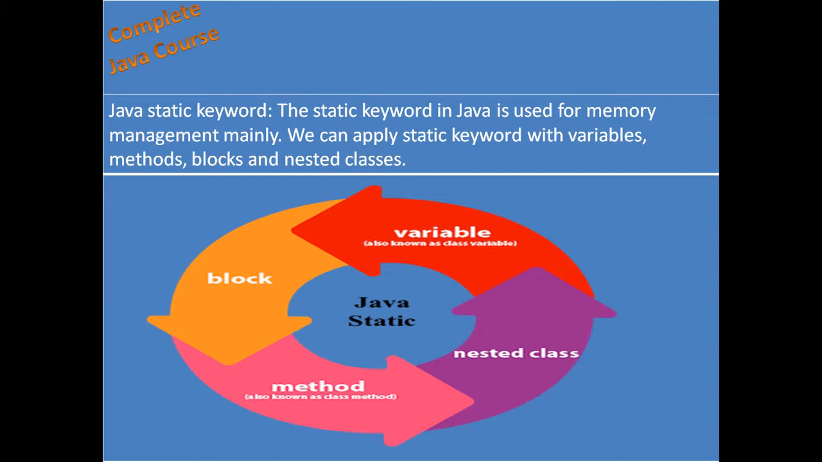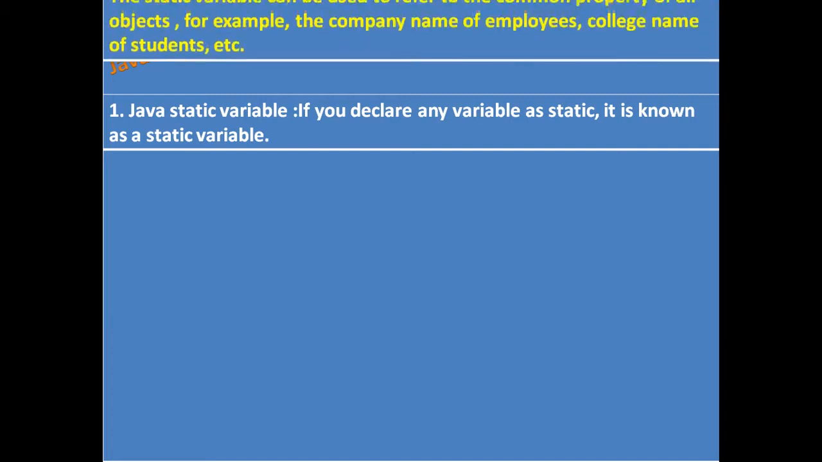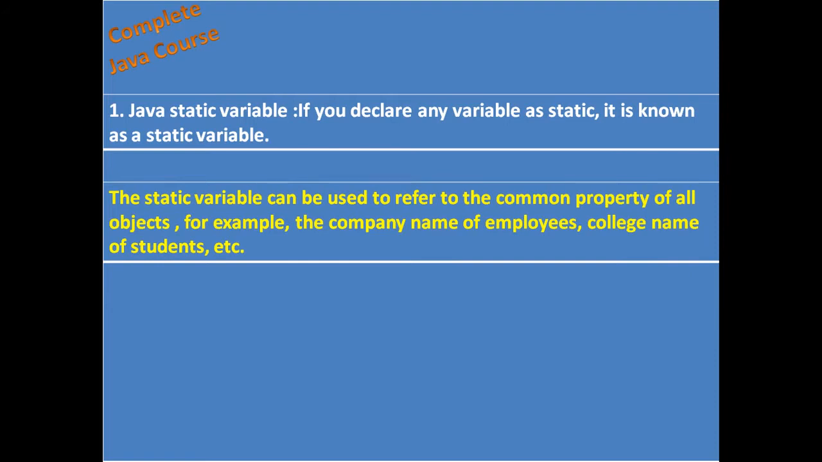So here, Java static: we can apply the static keyword on variables, on methods, on blocks, and on nested classes. Number 1, Java static variable. If you declare any variable as static, it is known as a static variable. The static variable can be used to refer to a common property of all objects, for example, the company name of the employees, or the college name of the students.